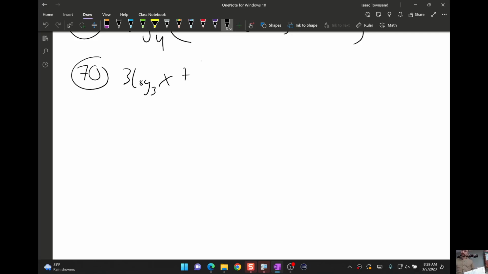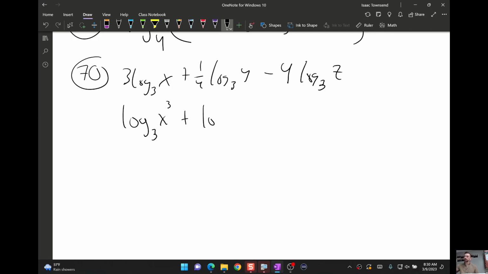Log base 3 of x plus 1/4 log base 3 of y minus 4 log base 3 of z. So this was what I was meaning by the questions are going to look more complicated, but we still need to just focus on the same 3 or 4 things that we're doing in all the questions, such as bring the exponents up to get them out of the way. This is a y. You need the exponents up out of the way before you try to condense. Addition is going to condense into multiplication.